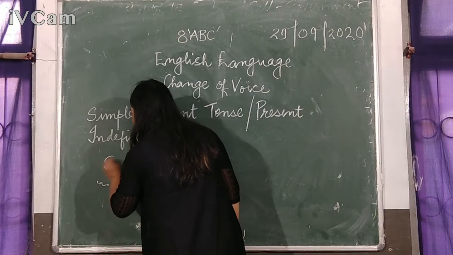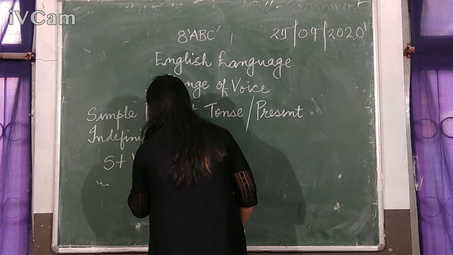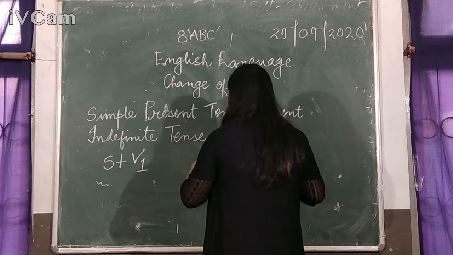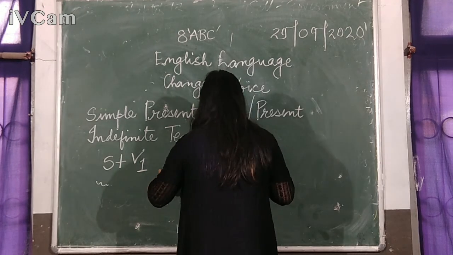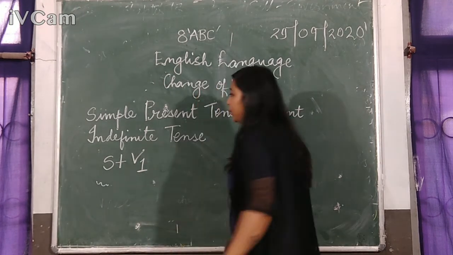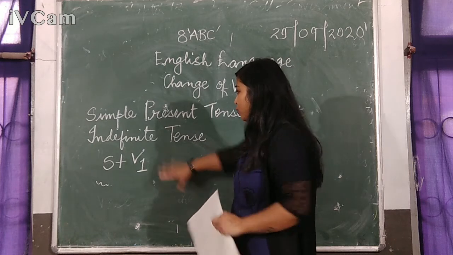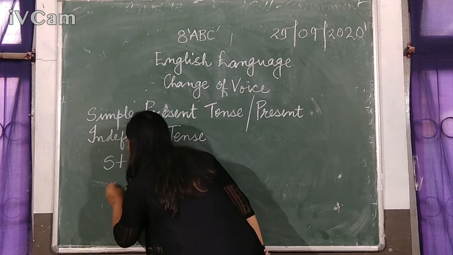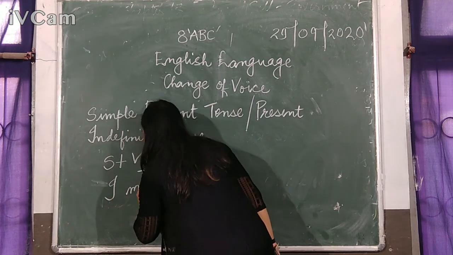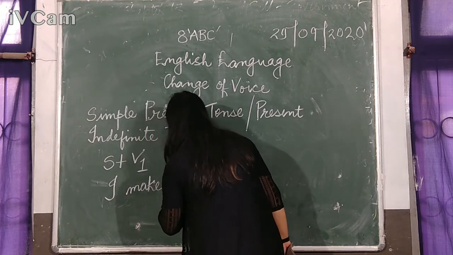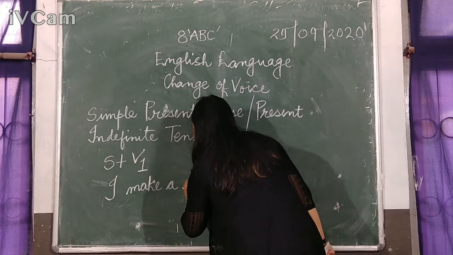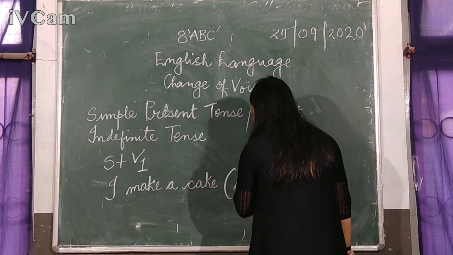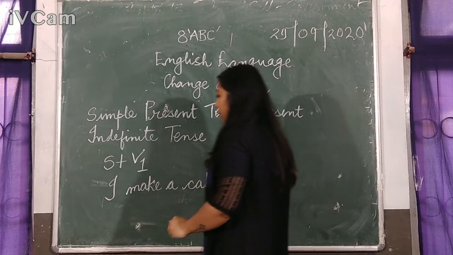The subject has to be there, then the V1 form of the verb, meaning the base form of the verb. This is the structure, like I make a cake. This is active voice.